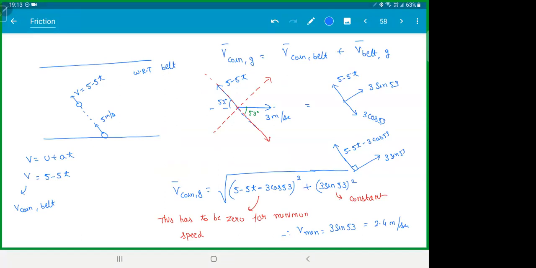All clear with this? Any doubts on this thing? Please ask any step you're not clear. So you find the velocity of the coin with respect to the belt, and then you find the velocity of the belt, and then you add them vectorially, and you get the velocity as a function of time t. And we can clearly see there are two terms here, and that one term becomes minimum. You have to just make that variable term 0. All clear with this?